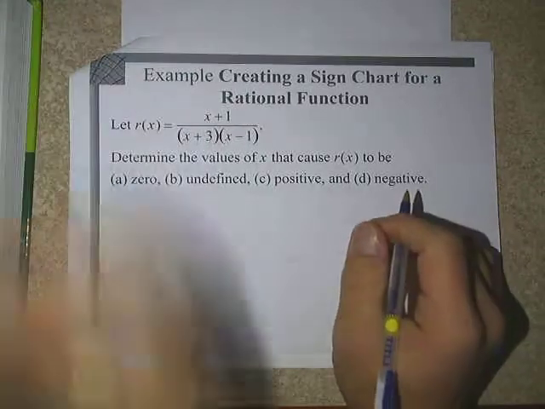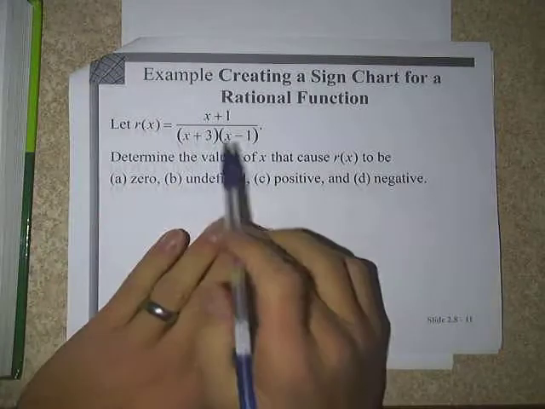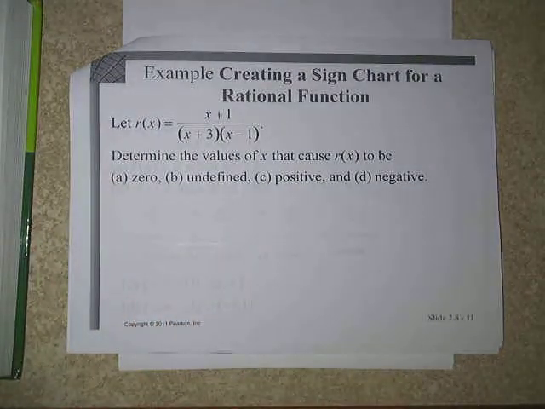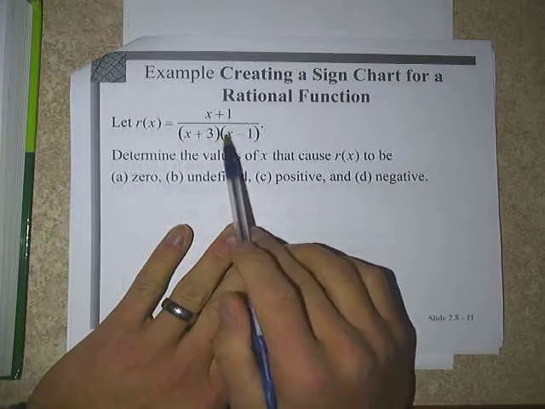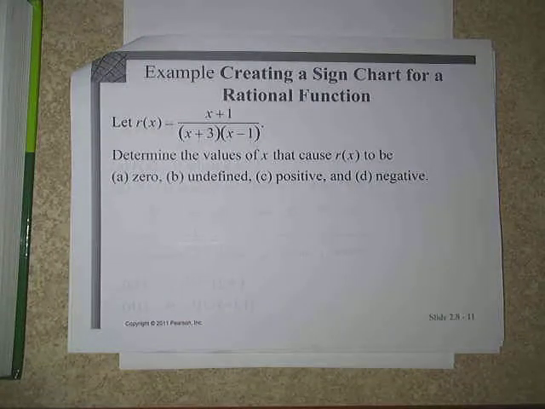We'll start by looking at R of x here. They already did the factoring for us in this case, which was convenient. And our job here is to figure out what values of x will cause this to be 0, undefined, positive, and negative.